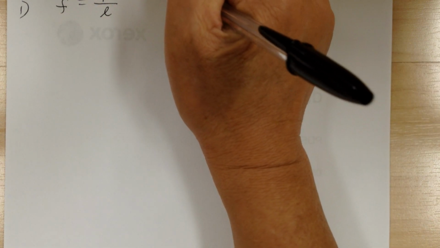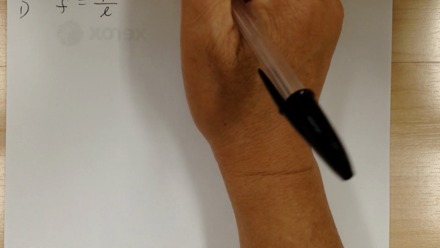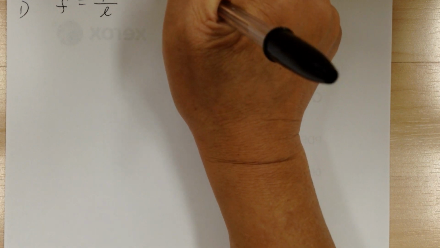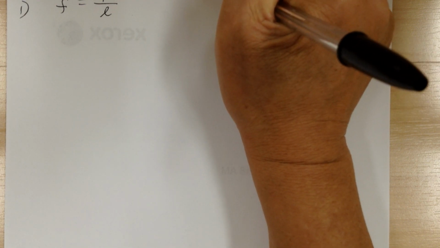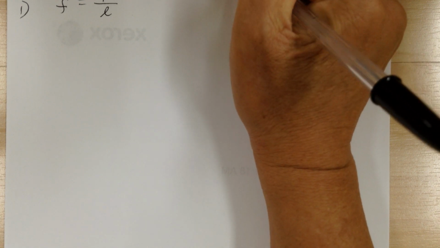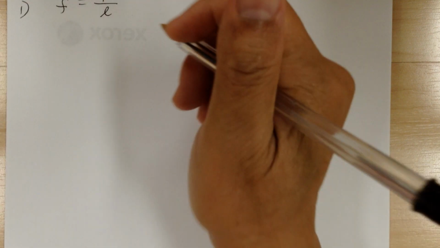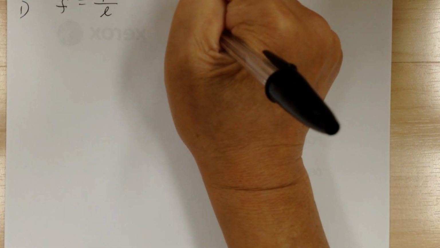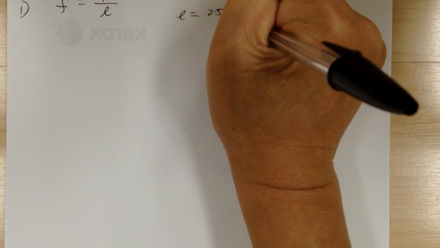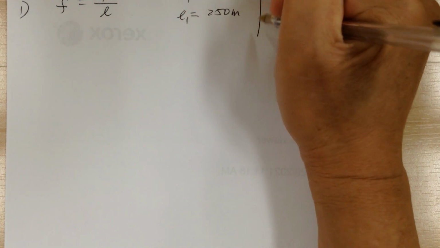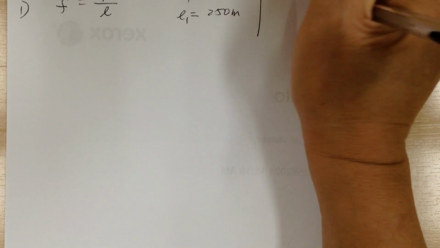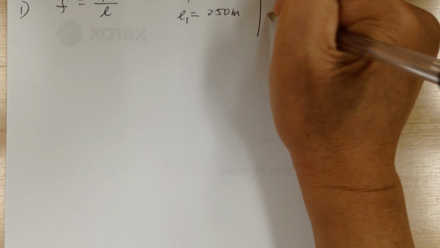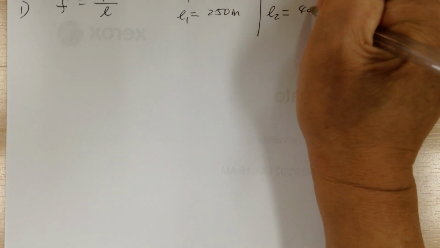Okay, and it says a signal frequency equal to 1200 kilohertz, which might be the frequency of the AM radios, has a wavelength of 250 meters. So what frequency, so you're looking for F2, has a signal wavelength of 400 meters.